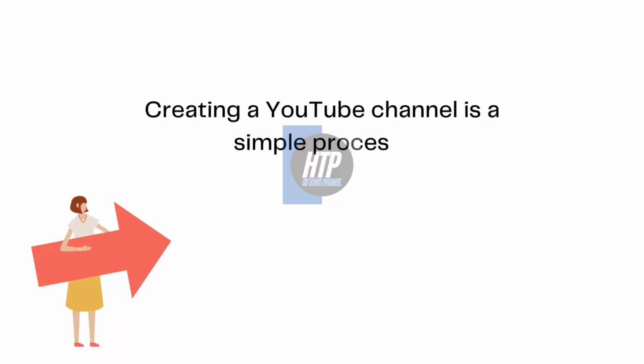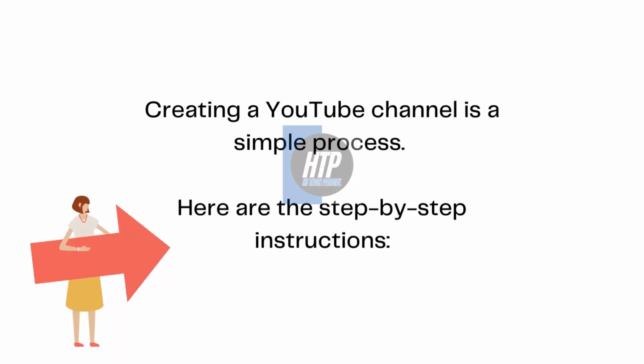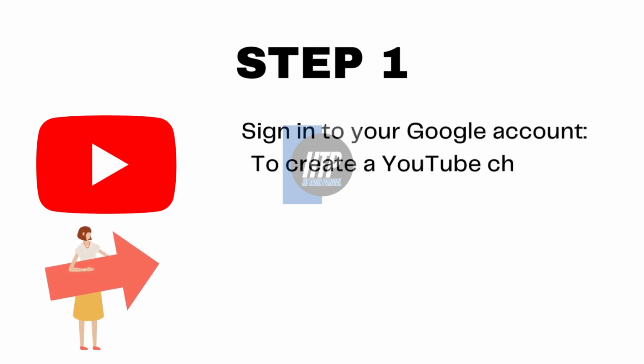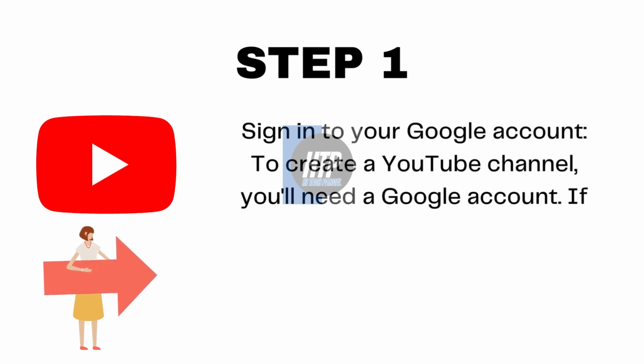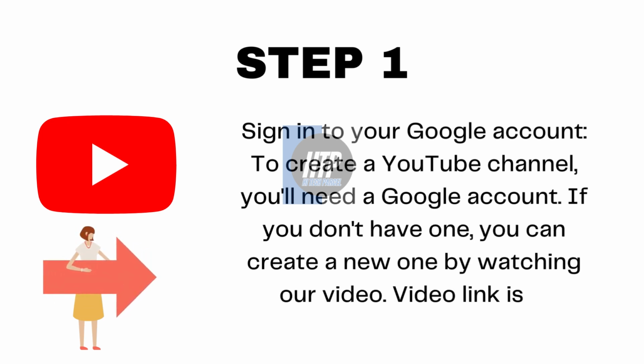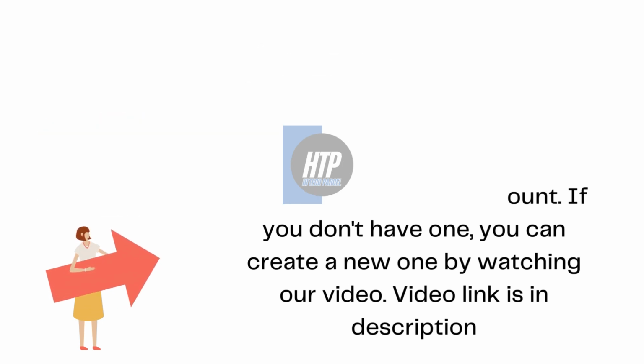Creating a YouTube channel is a simple process. Here are the step-by-step instructions. Number 1. Sign into your Google account. To create a YouTube channel, you'll need a Google account. If you don't have one, you can create a new one by watching our video. Video link is in description.